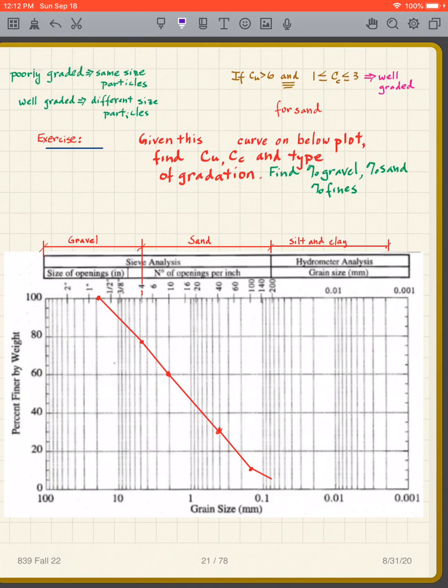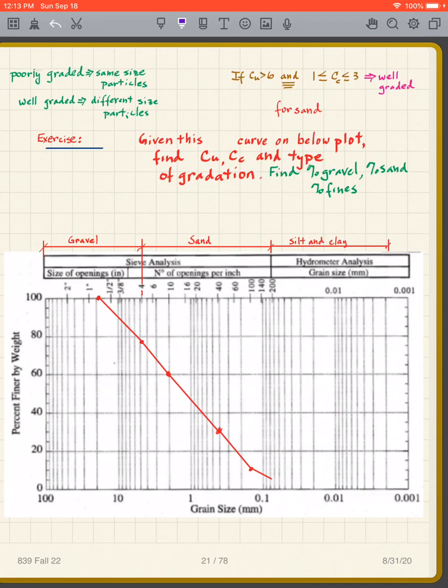Okay, so here's another one. Here's a curve, and find CU, CC, and type of gradation. In other words, poorly graded or well graded.